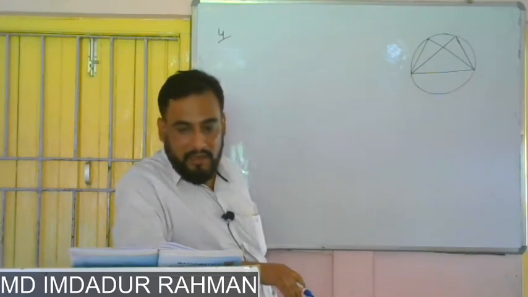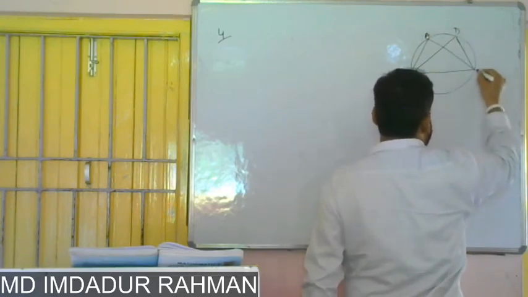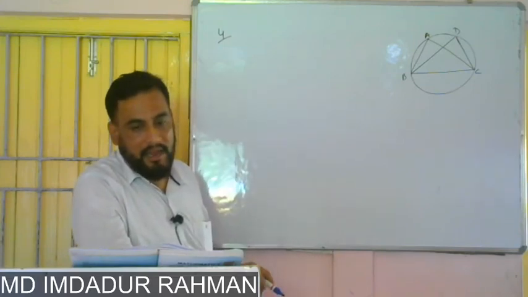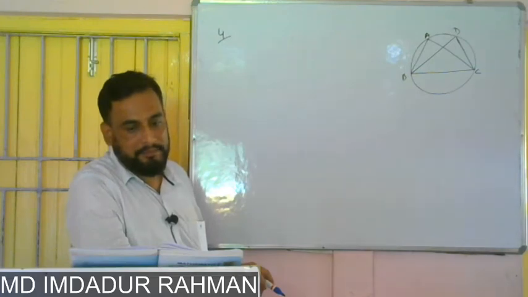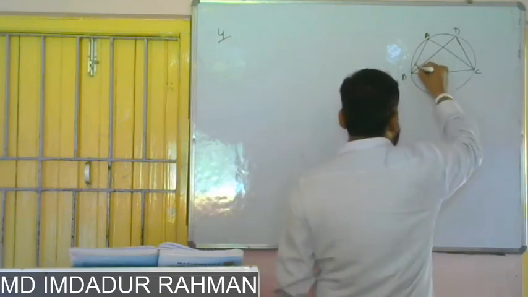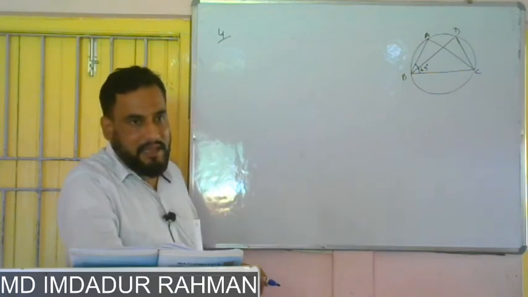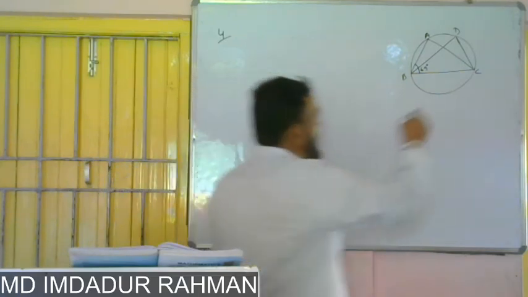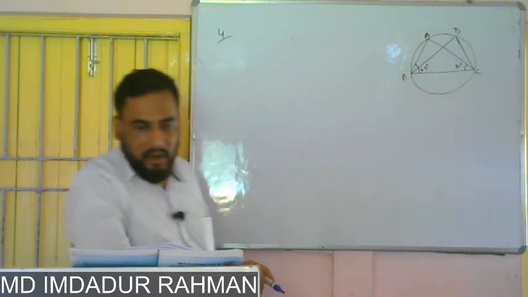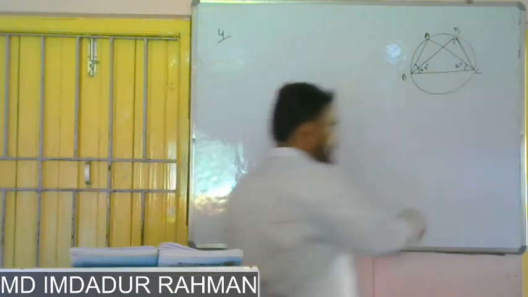The names of the triangles are ABC and DBC, in which angle ABC is equal to 69 degree and angle ACB is equal to 31 degree. We have to find the measure of angle BDC. We have to find out the measure of this angle.